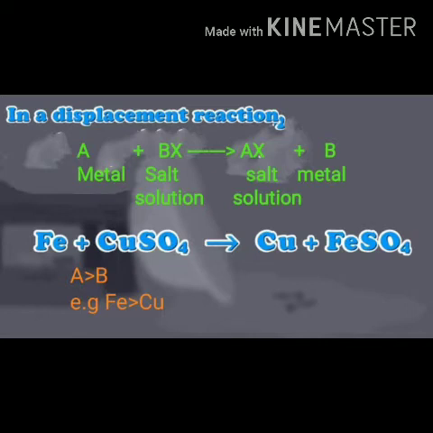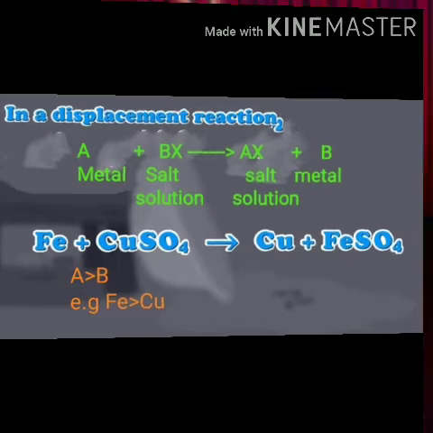In this example, you will see that iron is reacting with copper sulfate solution. And you will find iron replaces copper from its salt solution, that is copper sulfate solution, and forms iron sulfate and copper metal. When you observe the reactivity series, you will find that iron is more reactive than copper, and therefore iron is capable of replacing copper and taking its place and forms iron sulfate solution.